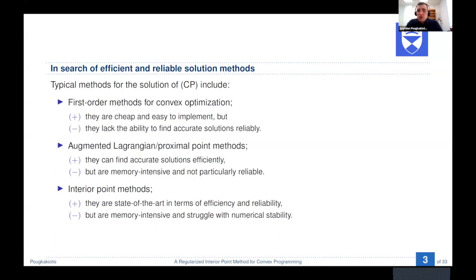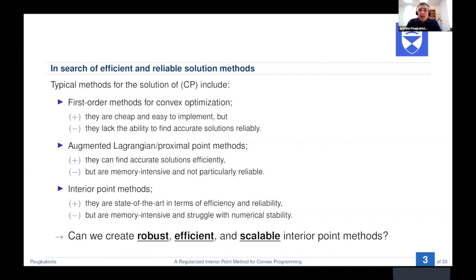But additionally, they do struggle with numerical stability. Specifically, interior point methods introduce the so-called logarithmic barriers to deal with conic constraints. And the magnitude of the logarithmic barriers increases indefinitely as we're approaching an optimal solution, creating numerical instability issues.